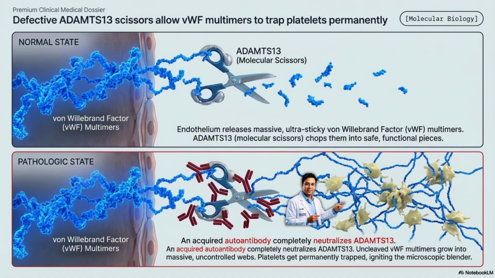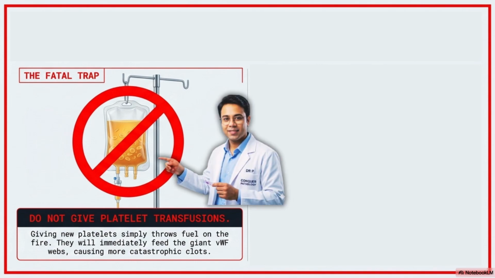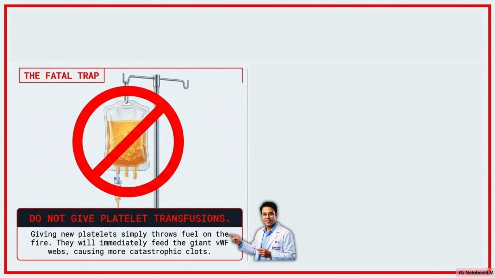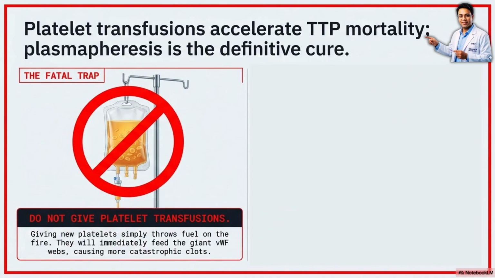Because of this specific pathology, you must remember this fatal trap. Do not give platelet transfusions. Giving new platelets simply throws fuel on the fire. They will immediately feed those giant von Willebrand factor webs, causing more catastrophic clots and accelerating TTP mortality.